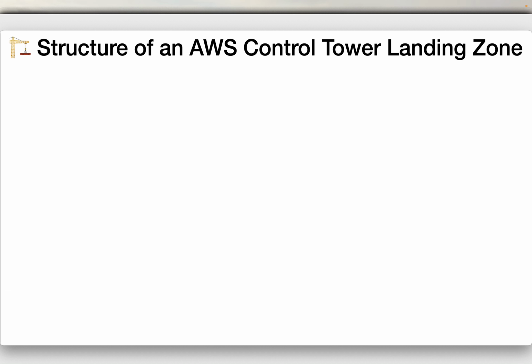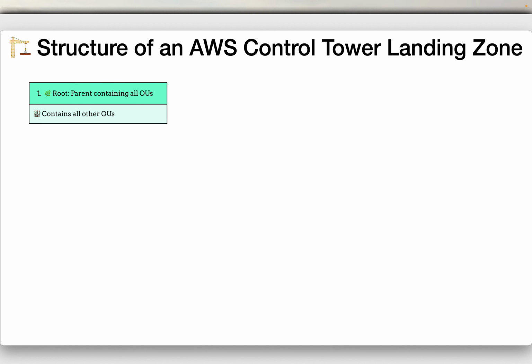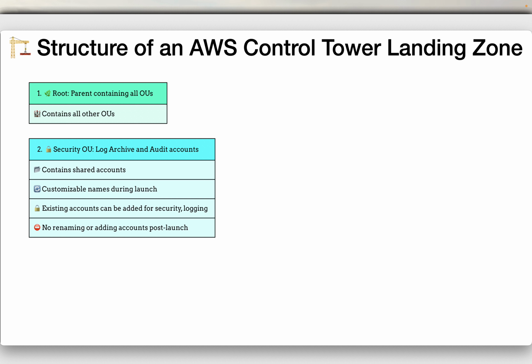Okay, structure of an AWS Control Tower landing zone. The root is the parent organizational unit that contains all other OUs, organizational units, in your AWS Control Tower landing zone. Second is the security OU, which contains the log archive and audit accounts, often referred to as shared accounts.